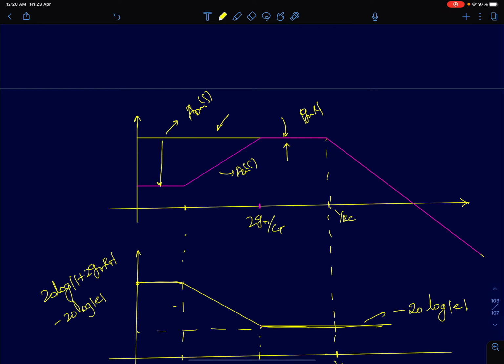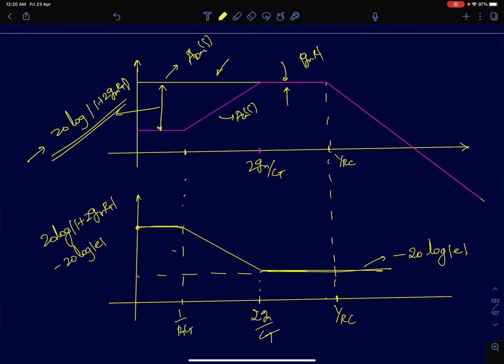So this gap here between ADM and ACM will be 20 log of mod of 1 plus 2 Gm RT. It's the ratio of ADM by ACM in absolute values. On a log scale, you get this. So subtract the two. At DC, you are going to get 20 log of this term minus 20 log of E. So this is a positive term. We are adding some positive term to it.